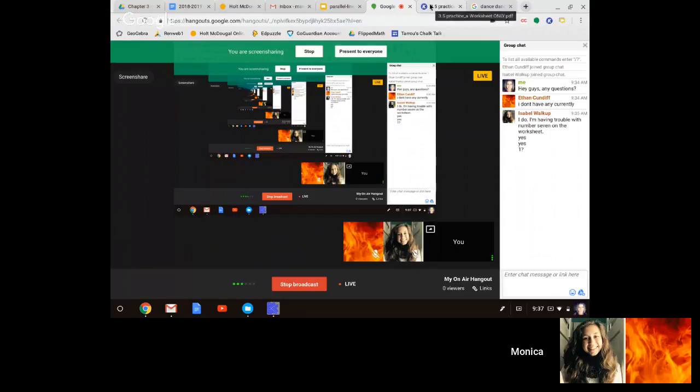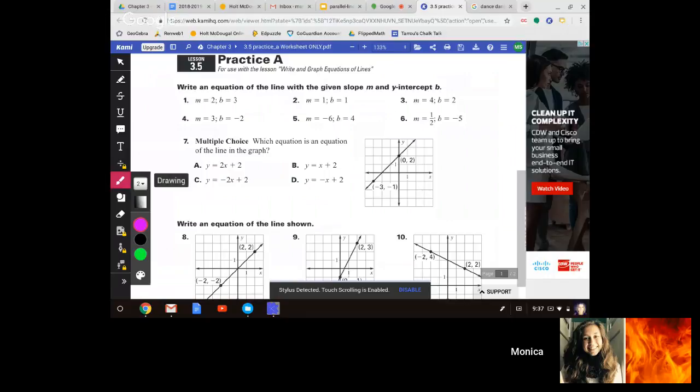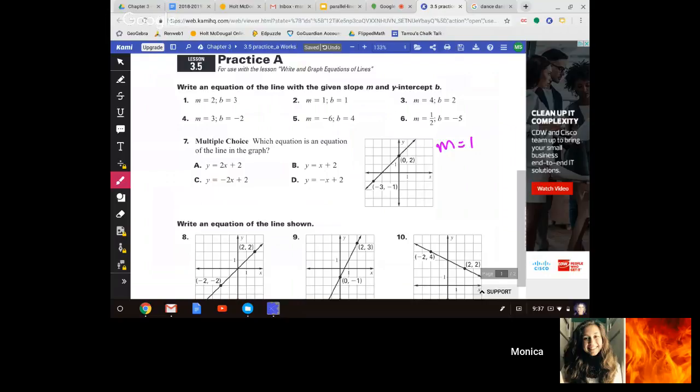Yes, the slope is 1. So we know that m equals 1, okay? And then it's y equals mx plus b. Now, b is your y-intercept. Your y-intercept is where your line crosses the y-axis here, okay? So it crosses at that point right there. So your y-intercept is at 2.